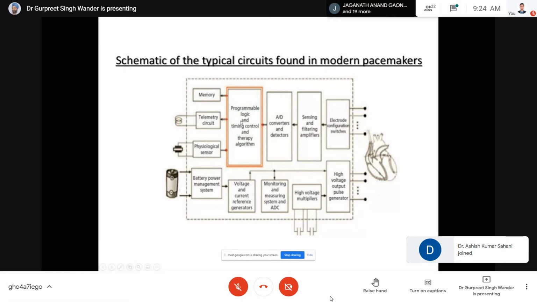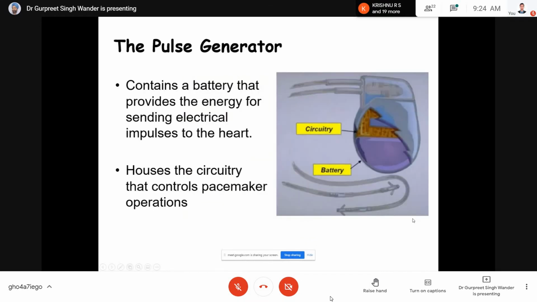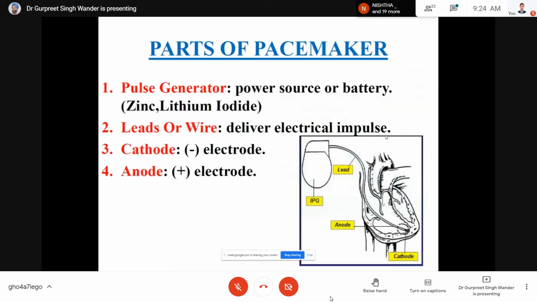So there is a very intricate sensing, telemetry, and information system which lies in these pacemakers, because of which they have become very, very advanced. It is because of this circuitry, and as I said, there is this battery, and it is the circuitry which controls the whole functions of sensing, programming that we do from outside.